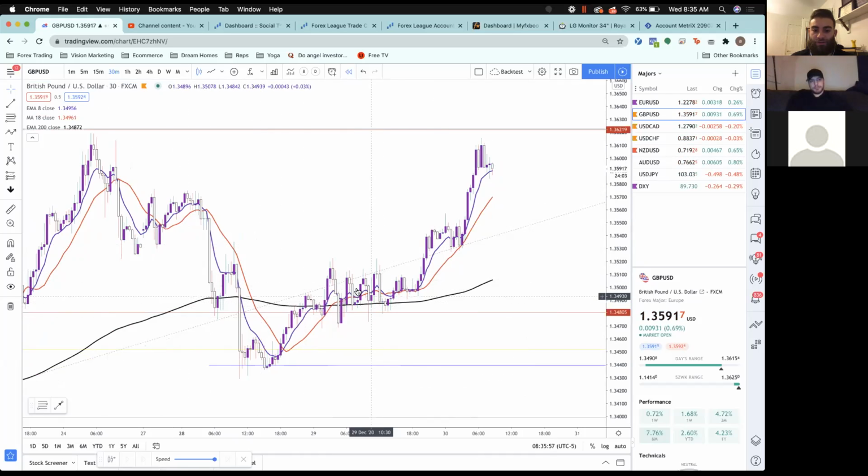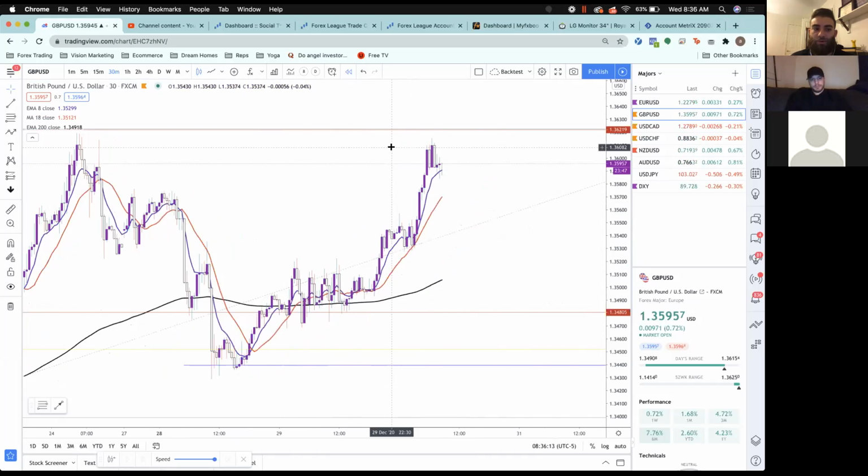We had an evening star, and this candle with the huge wick that I didn't want to enter on, another evening star, but we never broke below this 200. Look how this thing just held. So I was waiting for that to break, it never broke, and surged to the upside here.